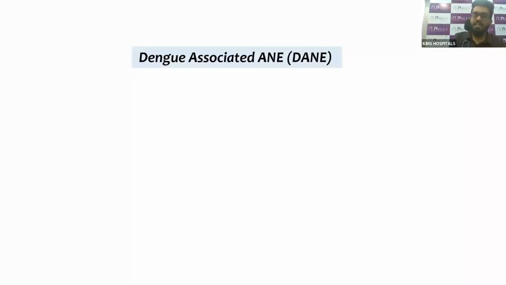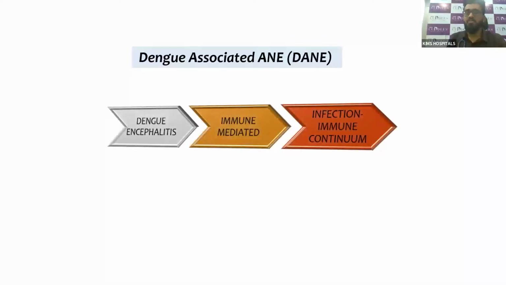And this entity needs to be discussed separately. DANE is a newer entity and a newer term which is popping up in recent articles. So DANE is basically dengue associated ANE. Why does this need a special description? Because there's a confusion whether it's a direct encephalitis, or an immune-mediated ANE, or a continuation of an infection in an immune system. So this is the most accepted hypothesis. It is now considered as an infection-immune continuum. What I mean is basically the infection is still there and the inflammatory process has already started. So both of them are happening simultaneously.